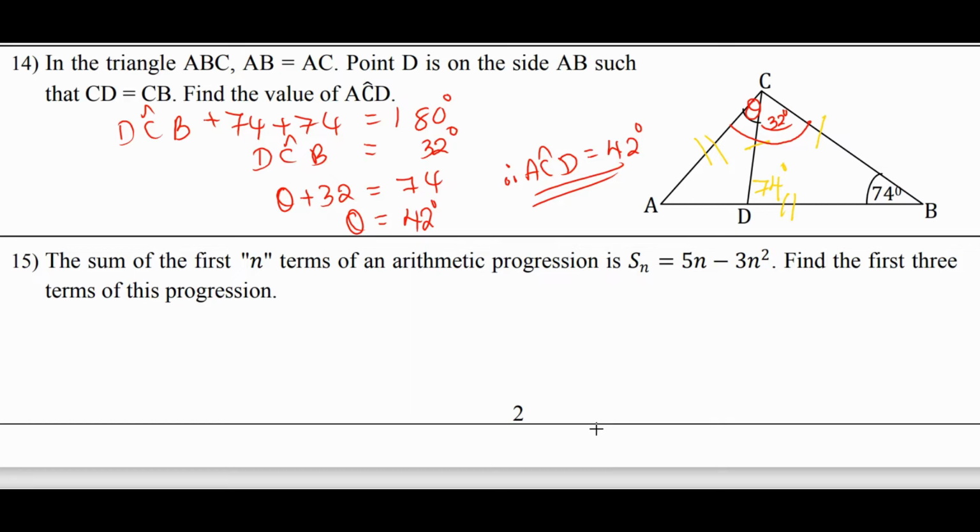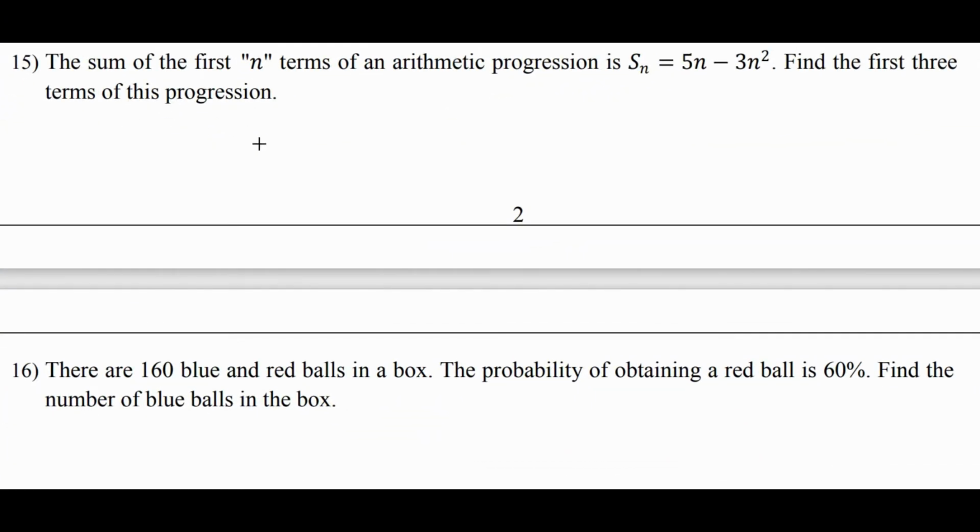The sum of the first n terms of an arithmetic progression is Sn equals 5n minus 3n squared. Find the first three terms of this progression. We have been given the equation of the sum. This is the Sn equation, not the Tn equation. Therefore, I have to substitute n equals 1, n equals 2 and n equals 3. Finally, construct some connection between S1, S2 and S3. Then I will be able to find the value of the first three terms of this progression.